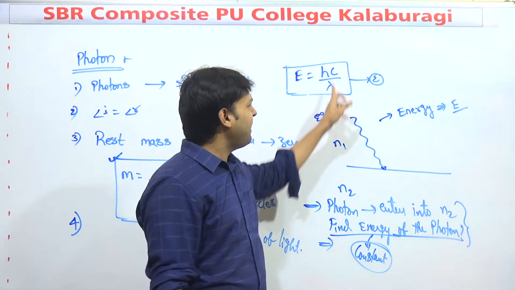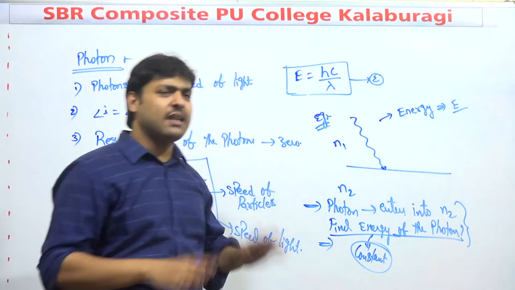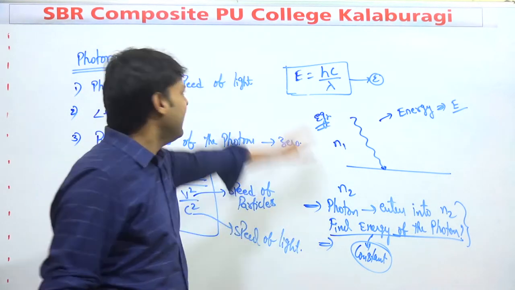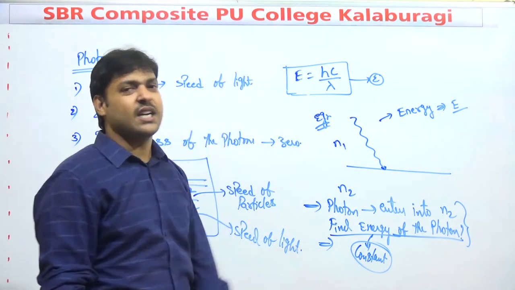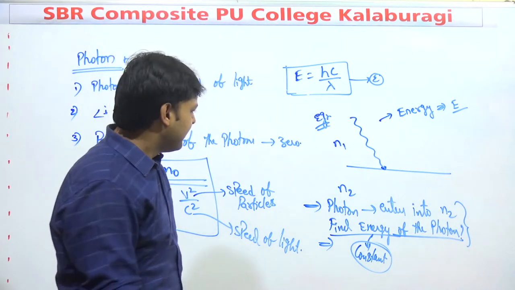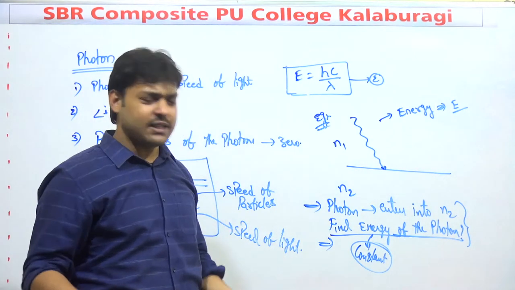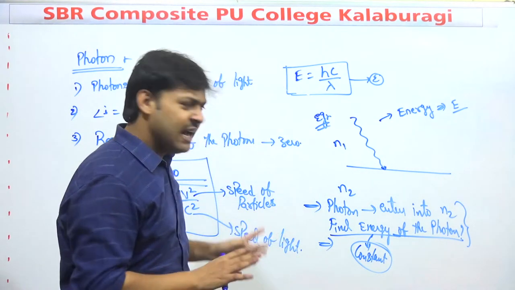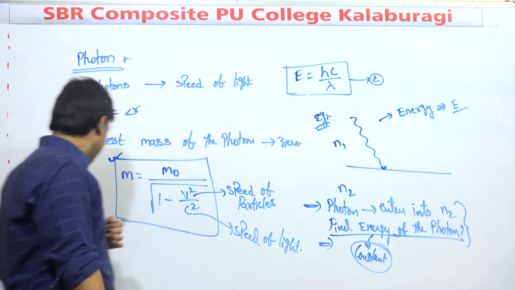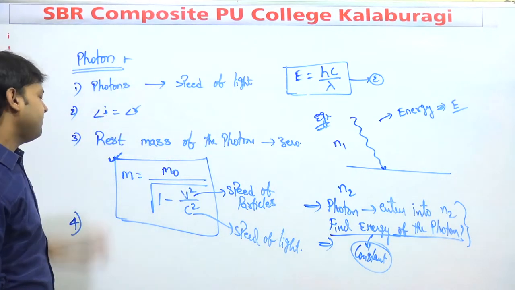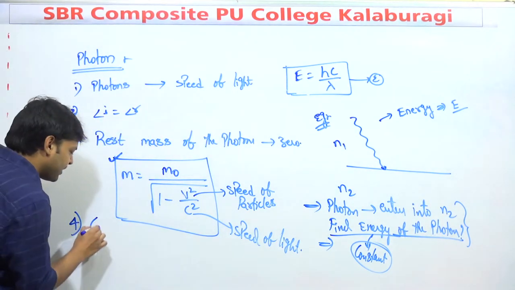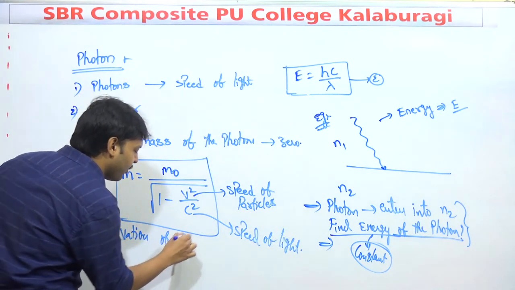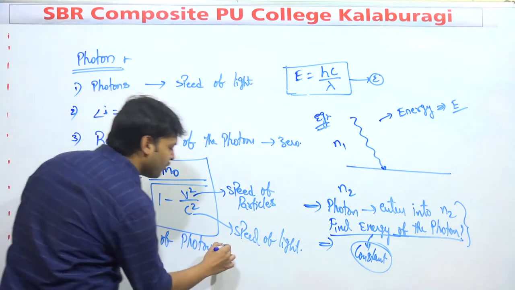Sir, how have you written p equals h by lambda? These are all observations. They did some experiments, with those experiments they got some values, and with those values they created the formulas. Those formulas we are studying. Clear about that point? Don't compare with previous chapters, where we want derivations. Here these are the observations. So now the fourth point about the photon: conservation of photons is not valid.